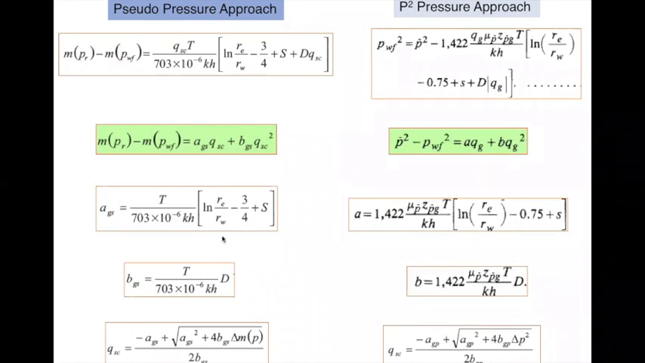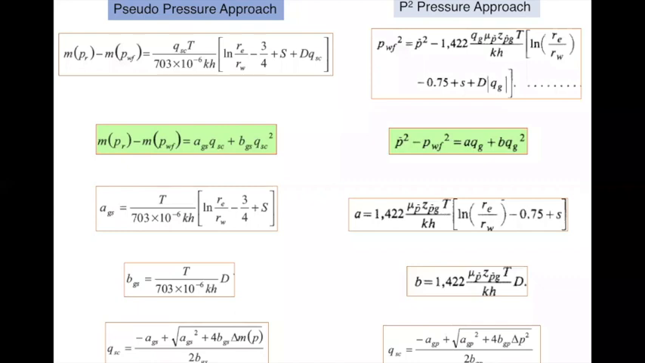In both equations, we have an A term. This A term has the skin factor and the permeability. But this B term contains the non-Darcy coefficient, right? So B is actually taking care of the turbulent effect near the wellbore, and A is taking care of permeability and skin. So these are the two different approaches that we modified.